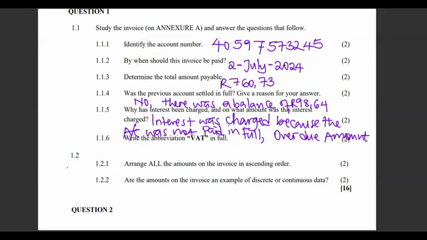What does VAT stand for? VAT, this stands for value, the A stands for added, and the T stands for tax.